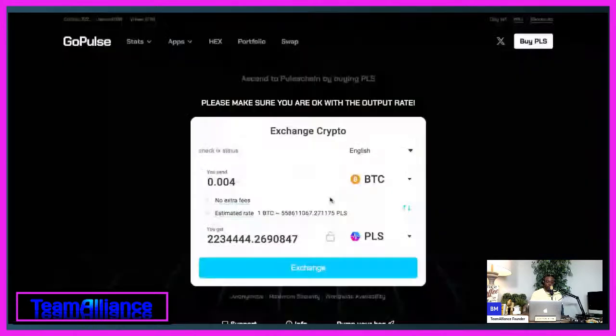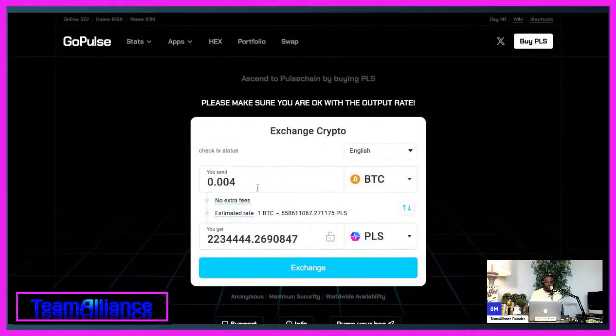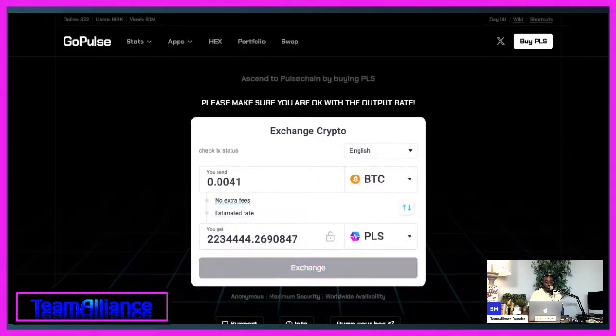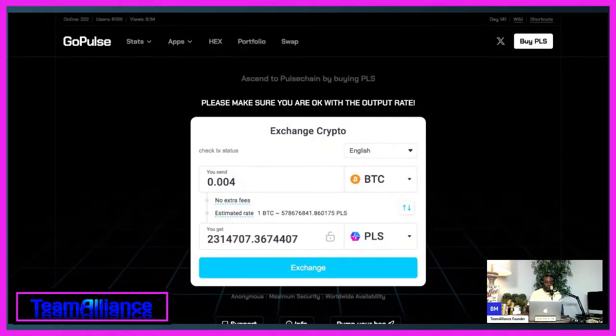Took that Bitcoin, came over here to Go Pulse. Over here. Let me put this back up. Came over here and did this. I bought the amount of Bitcoin that I could buy with $110, which was this. It was 0.004 something. So I took the 0.004 and typed it in here. And I'm just doing this to refresh it.